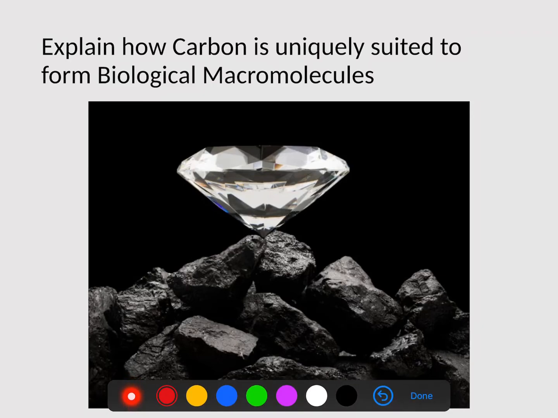In this video, we're actually going to explain how carbon is uniquely suited to form biological macromolecules. So first of all, we're looking at the element of carbon. Carbon actually has 4 valence electrons. So in other words, it can form these macromolecules.